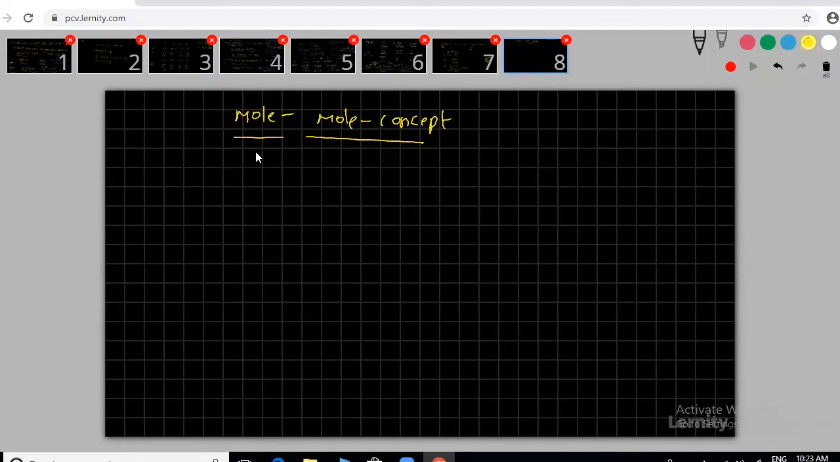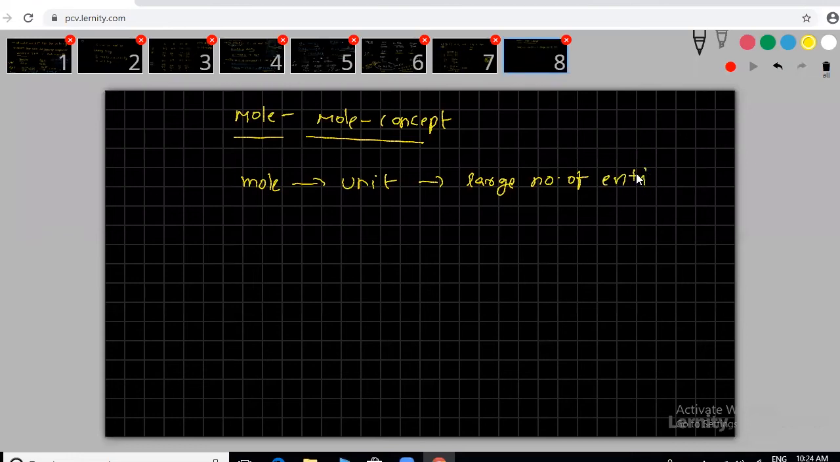Already previously discussed, sir. What is one mole? What is the value of one mole? Mole is one of the units to find a large number of entities.